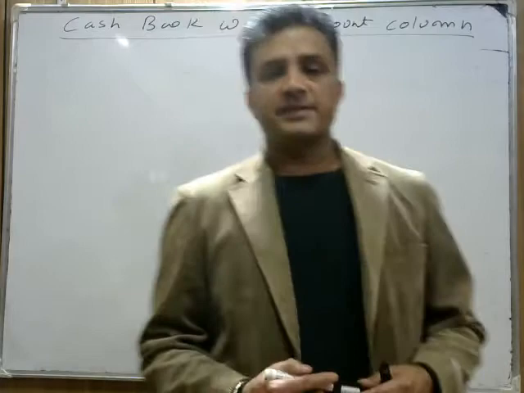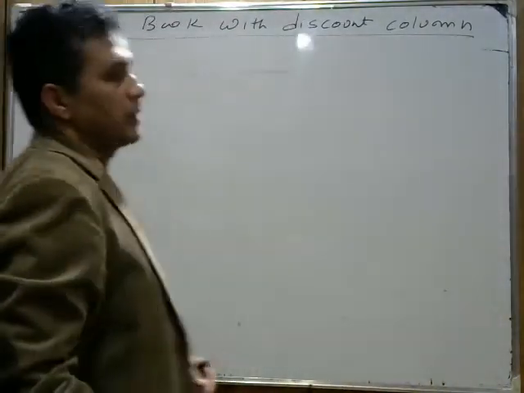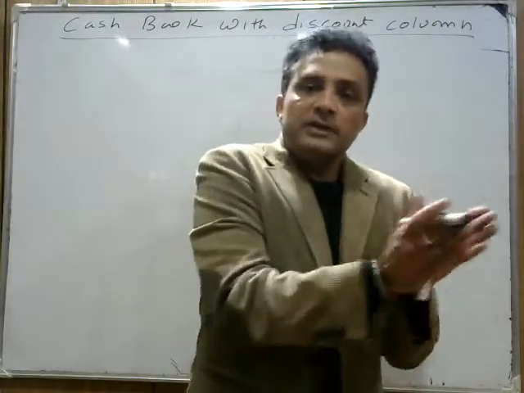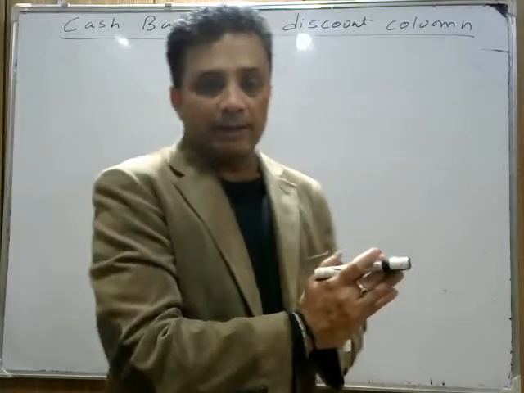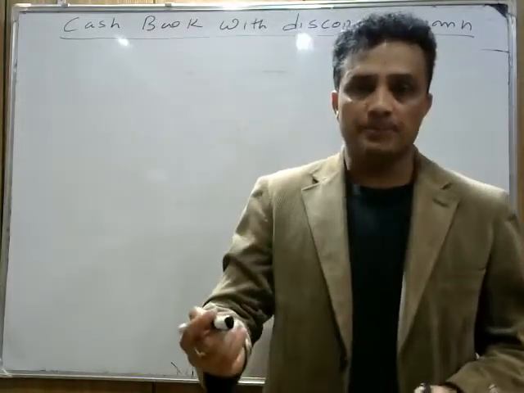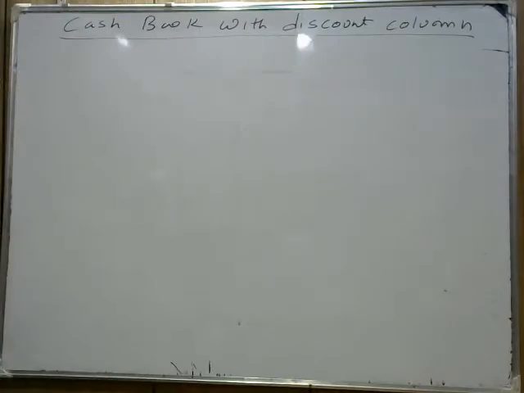Now, today we will discuss the second portion of cash book, that is the cash book with discount column. There is one more column we need to add on both the debit and credit side for the discount column. First we'll study the format and then we'll discuss some of the important features of this cash book with discount column.